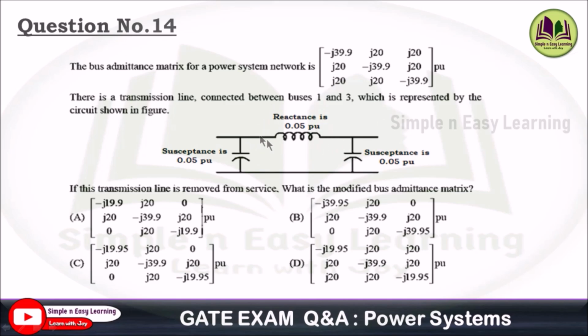The reactance connected between bus 1 and 3 is 0.05 per unit, and the line charging susceptance is given as 0.05 per unit at both ends of the line. If this transmission line is removed from service, and this condition is very important, what changes occur in the Y bus matrix? So the modified bus admittance matrix is asked in this question. These are the options.